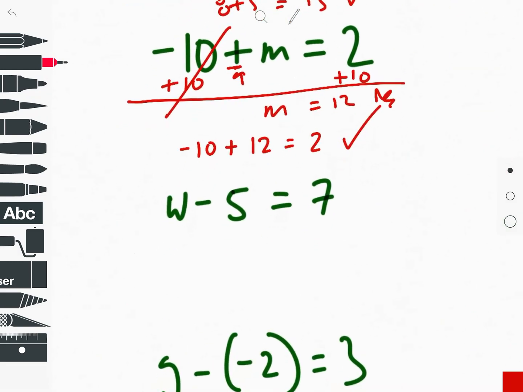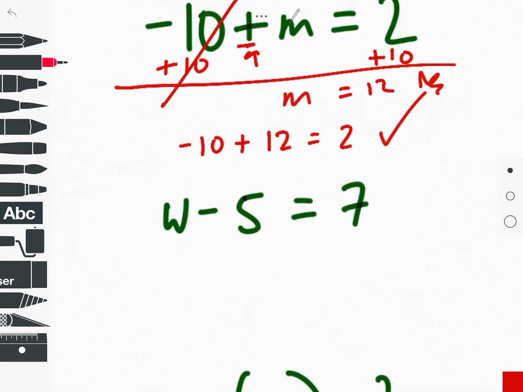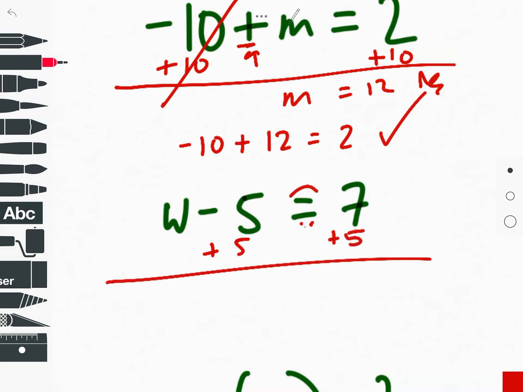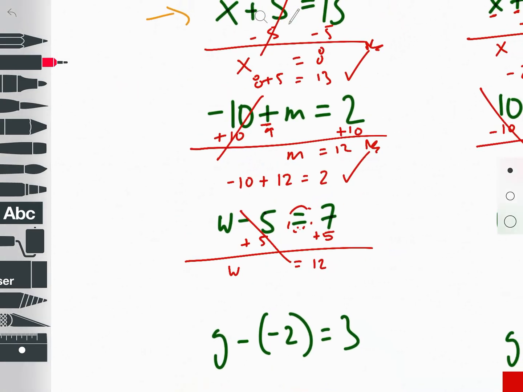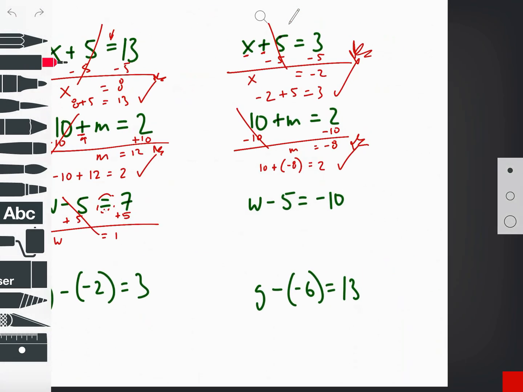All right, let's see what's going on here. w minus 5 equals 7. Okay, I'm subtracting 5, and I want that to zero out, so I'm going to add 5 to both sides. I have to do it to both to keep it equal. That's the key. So negative 5 plus 5 zeroes out, so I'm left with w equals 7 plus 5, which is 12. 12 minus 5 is 7. True. Let's look over here.